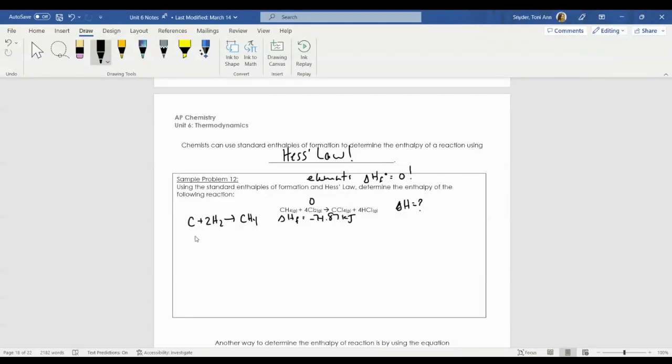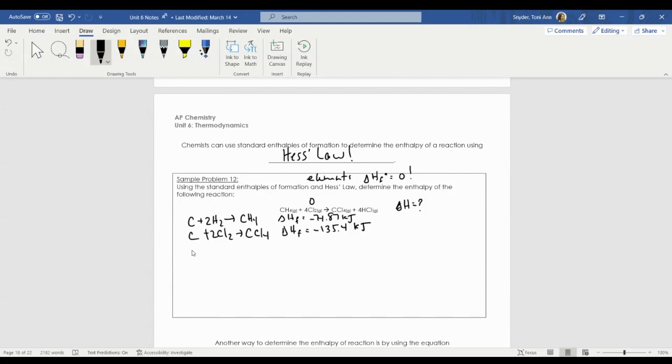Let's look up carbon tetrachloride. So 1 carbon plus 2 diatomic chlorines gives me CCl4. And the delta H for that process is negative 135.4 kilojoules. And I'll look up this last guy here.